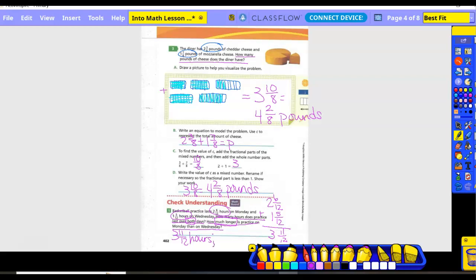That is the first question. Then the next one we're going to what? What did we say? We're going to subtract, right? So 2 and 6/12 minus 1 and 5/12. What is 6/12 minus 5/12? 1/12. 2 minus 1 is 1. So 1 and 1/12 hours.